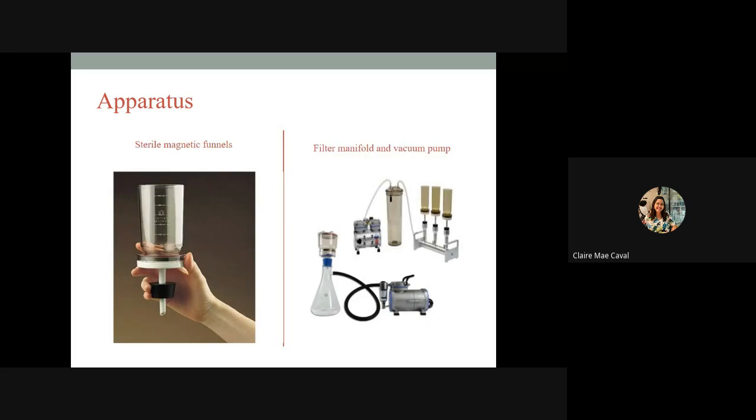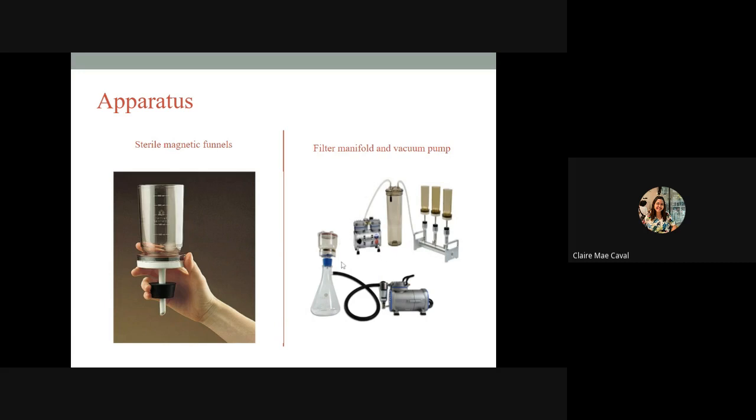So, another apparatus that you will use in membrane filtration technique is the sterile magnetic funnels. This is not an ordinary funnel class. This is a sterile magnetic funnel. And then filter manifold and vacuum pump. So this is your filter manifold and this is your vacuum pump. It can be yung mga available na set. It could be single or it can be done by batch or group. So, mas madali itong by batch or by group.